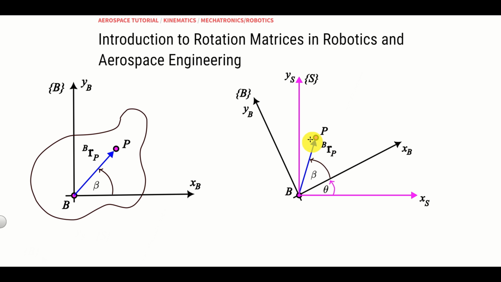Next, we have this inertial frame, denoted by S, with the axes XS and YS. And this frame is fixed. That is, it doesn't rotate. And initially, the body frame has the same orientation as this inertial frame S.